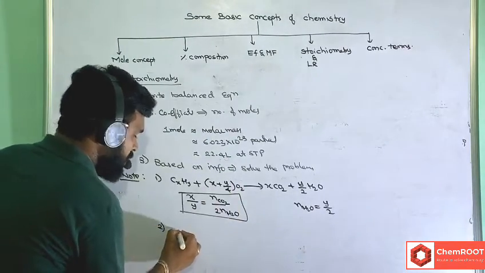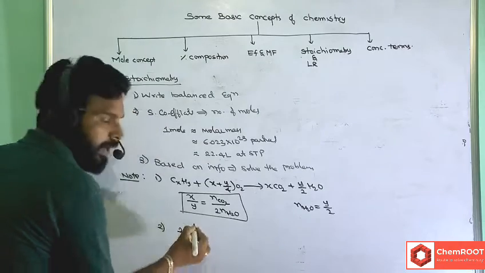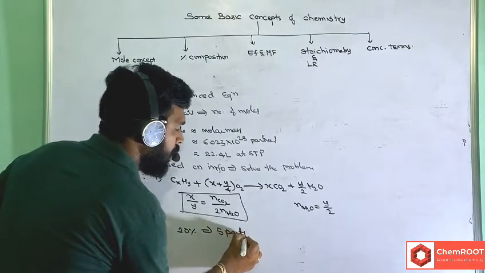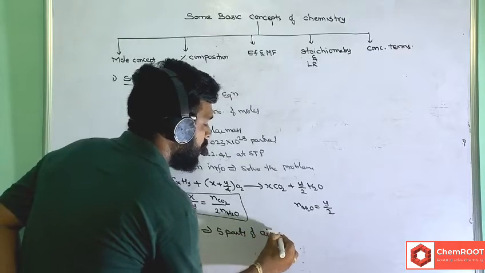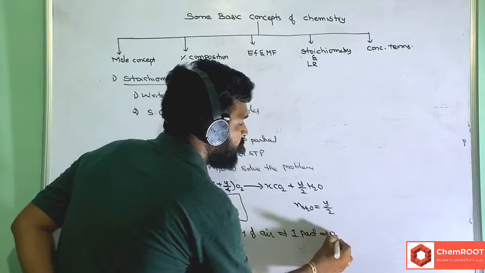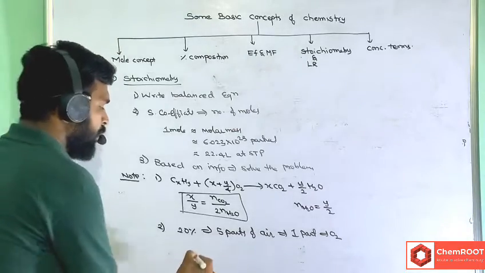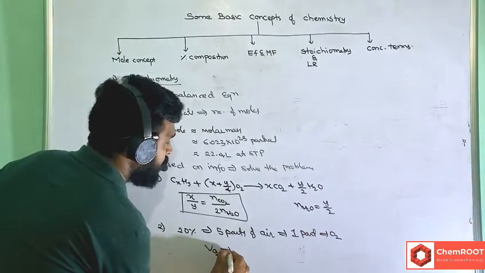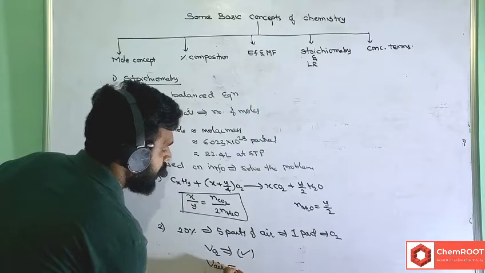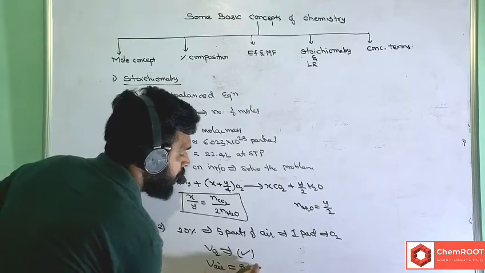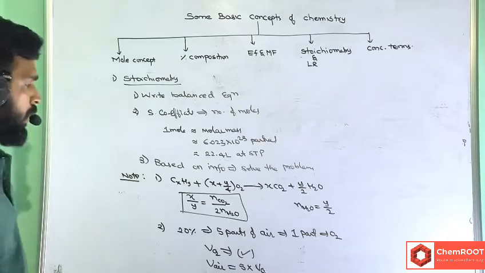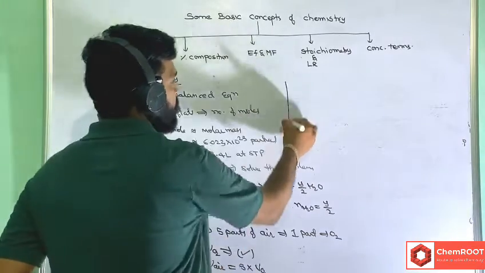Another important thing, in the combustion reaction case, we use oxygen. Oxygen is present at almost 20% in air, meaning out of 5 parts of air, 1 part is oxygen. So the volume of oxygen required you can find from the equation. The volume of air is 5 times the volume of oxygen. That is also an important formula to keep in mind.